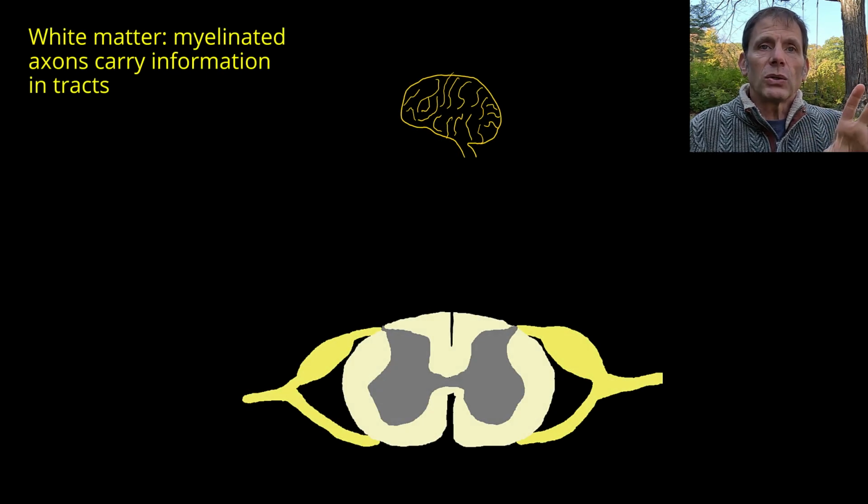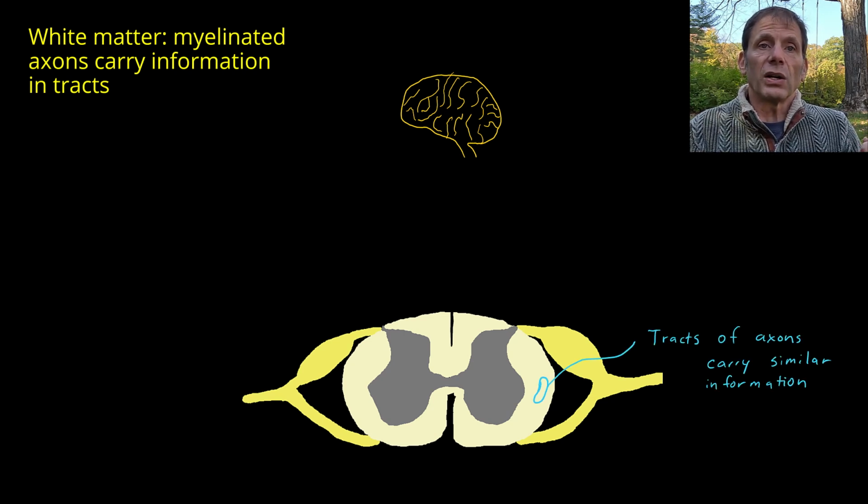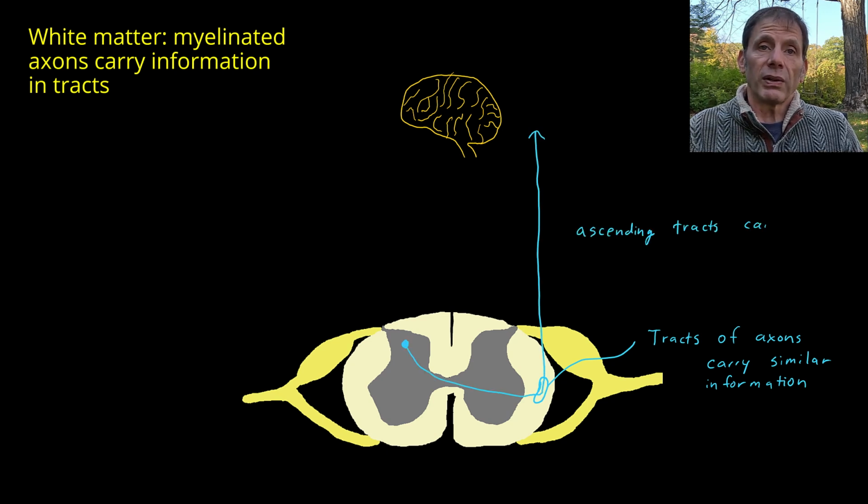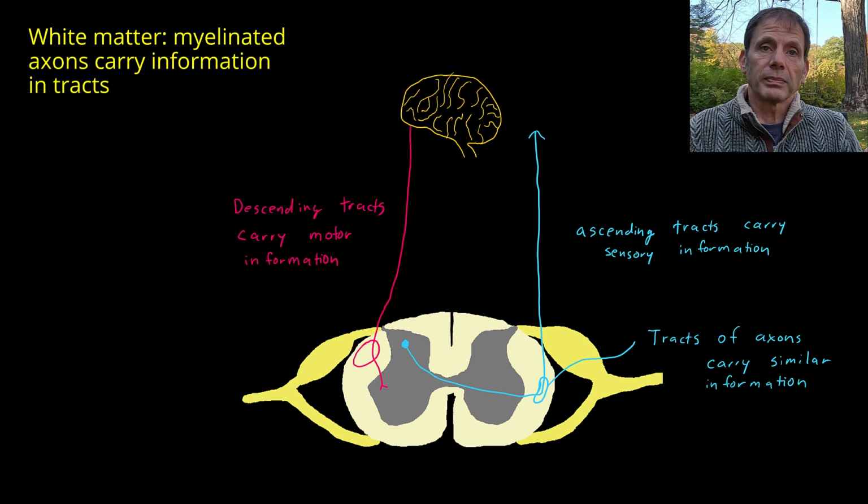White matter in the spinal cord is made up of myelinated axons, and this is a site of signal transmission. White matter is separated into groups of axons called tracts, and each tract carries a similar type of information. Broadly, we can separate these into ascending and descending tracts, where ascending tracts carry sensory information to the brain, and descending tracts carry motor information away from the brain.